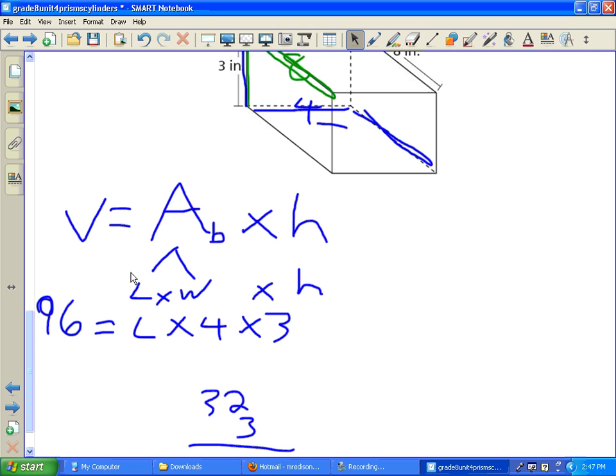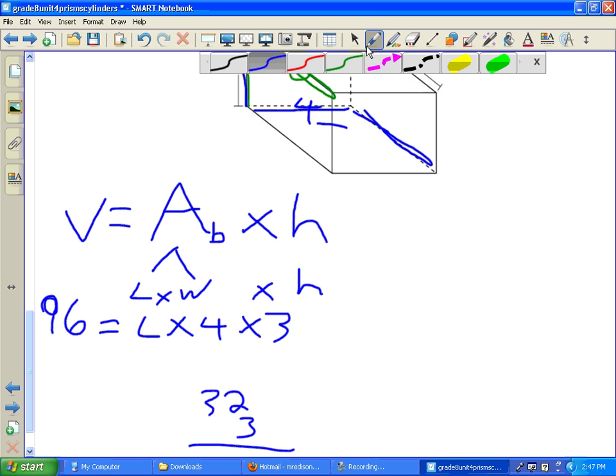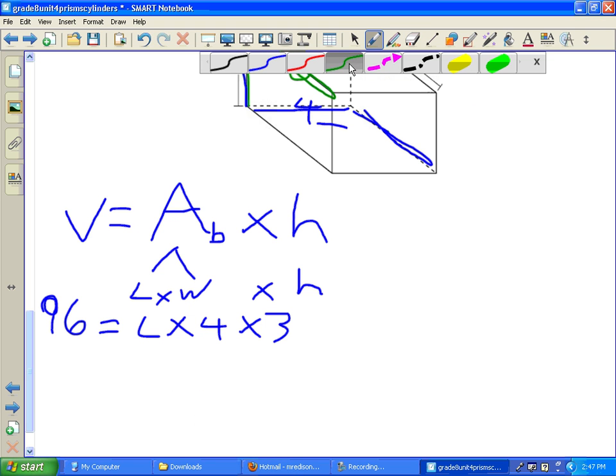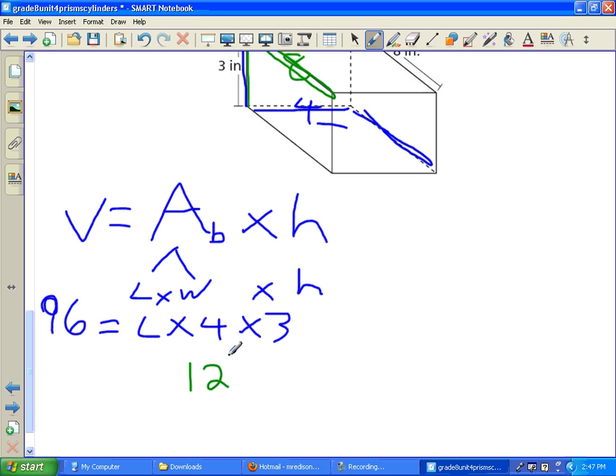So let me give you a quick example of how you do that now. Do it in a different color. If I were to work that out, 4 times 3 is 12, so we got 12 times L, and we got 96 on this side. Divide this by 12 to get rid of the 12. Divide this by 12 to get rid of whatever's extra here.